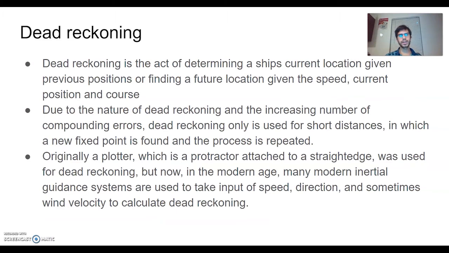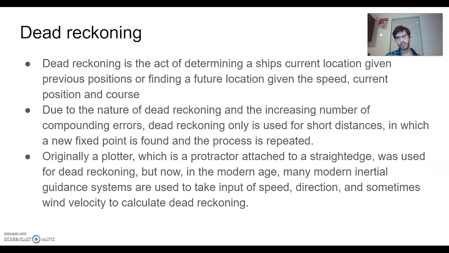Dead reckoning is the act of determining a ship's current location given previous positions, or finding a future location given the speed, current position, and course. It's a great way to calculate short distances, but due to the increasing number of compounding errors, a new fixed point has to be found and the process is repeated. So originally when this process was done, a protractor and a straight edge was used, but now there are a lot of modern inertial guidance systems which are used.